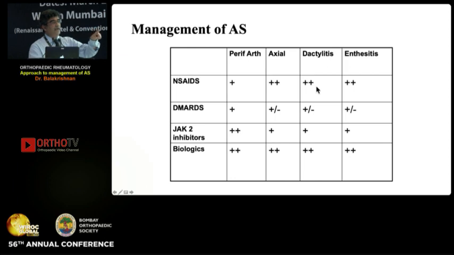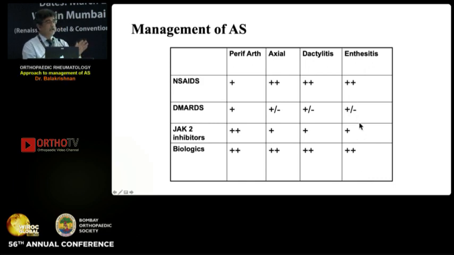Dactylitis is a combination of synovitis, tenosynovitis, and periostitis. All 3 are there. So that's why the whole finger is swollen, and even the inter-joint bone, if you try and palpate, it will be very tender. That's because of the periostitis that the patient has. So all 3 pathologies are there, and there you find, again, NSAIDs are good. DMARDs and JAK inhibitors are okay. DMARDs especially are not that good, but biologics again come good there. Enthesitis, again, you see that NSAIDs and biologics are good, the other 2 are not good.